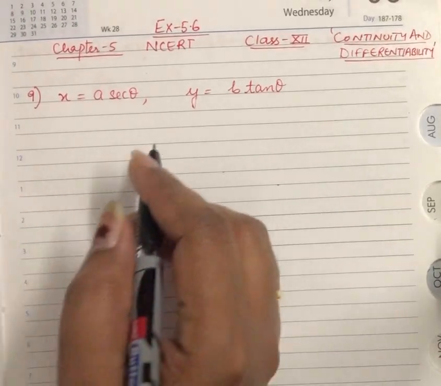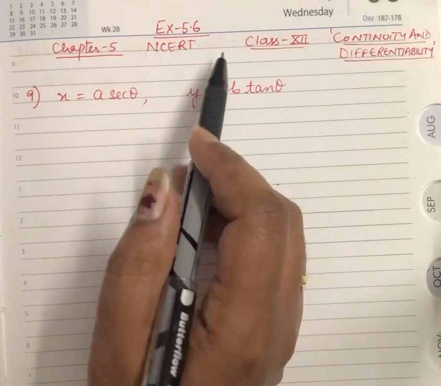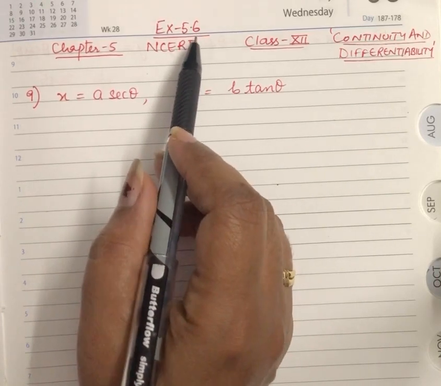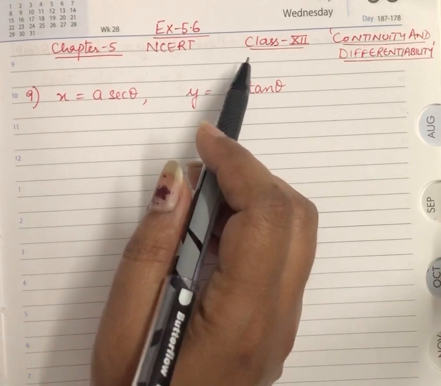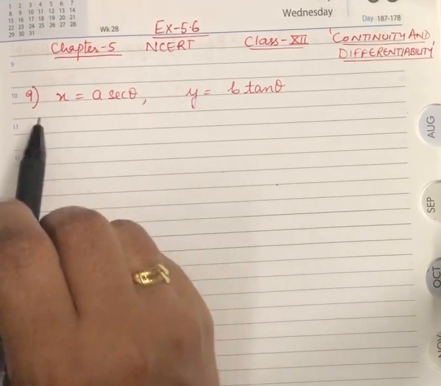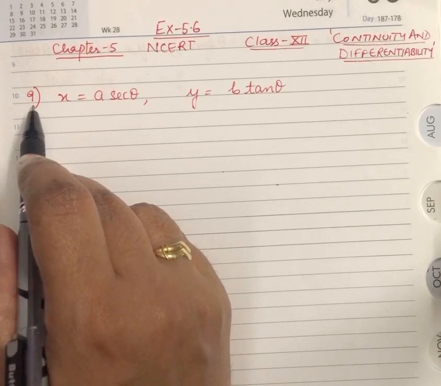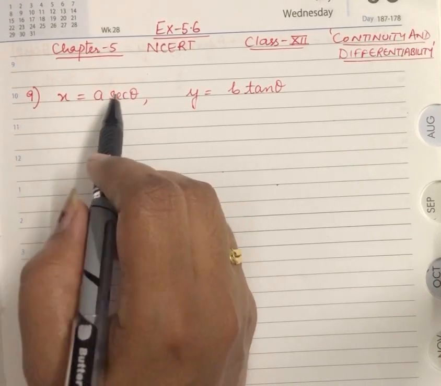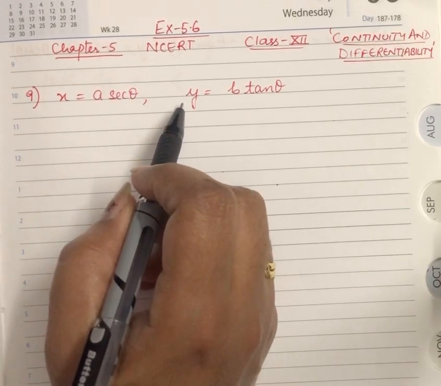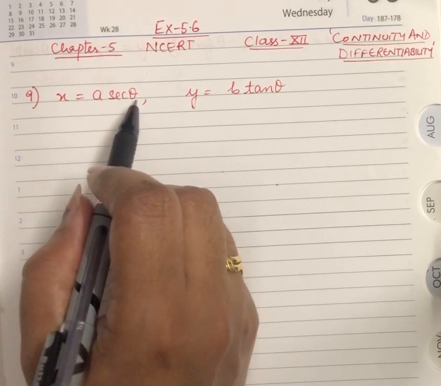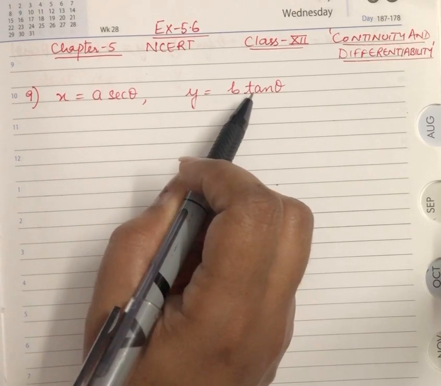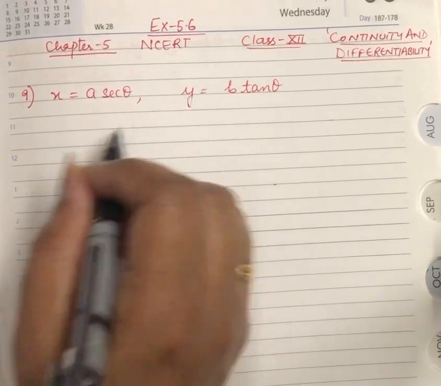Welcome students. In this video we will solve questions of exercise 5.6 of chapter 5, continuity and differentiability, of class 12th NCERT. So we will start with question number 9. Here we have to find dy by dx and the parametric equations are given: x is equal to a secant theta and y equal to b tan theta.